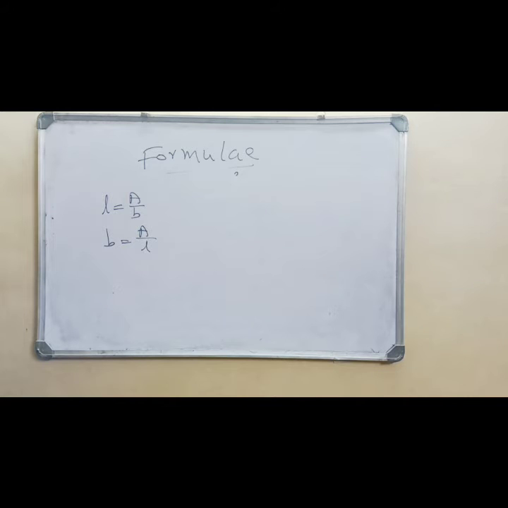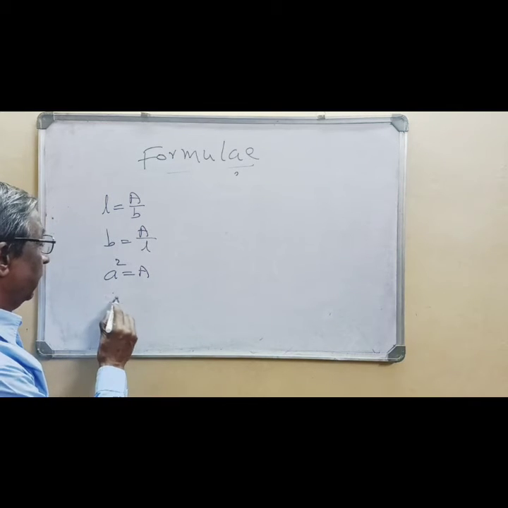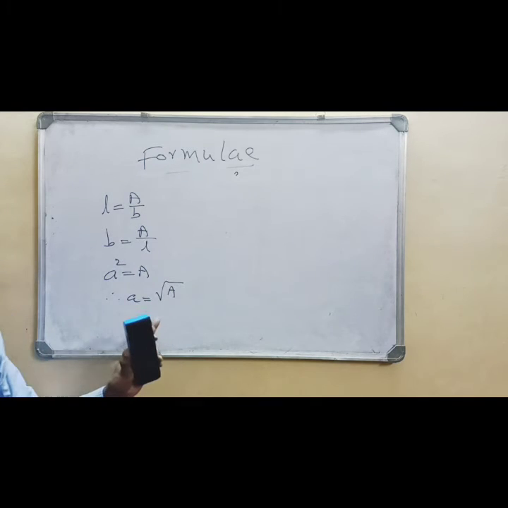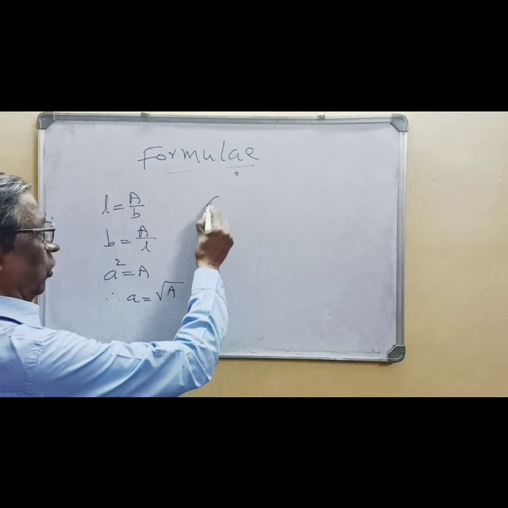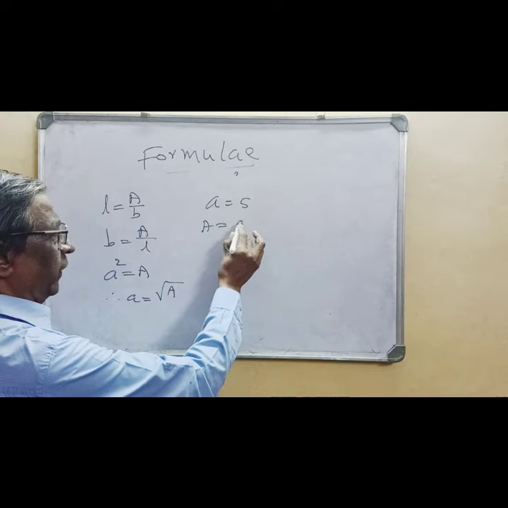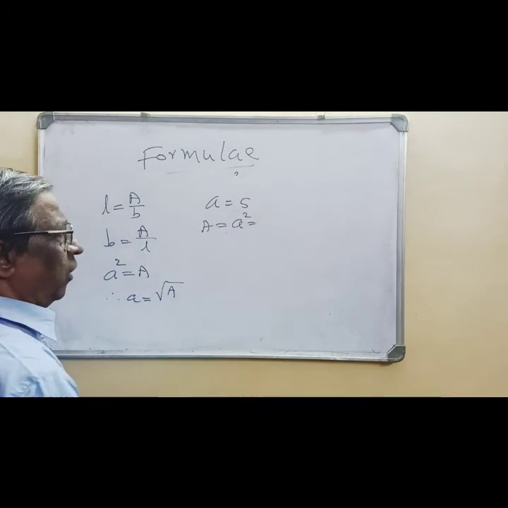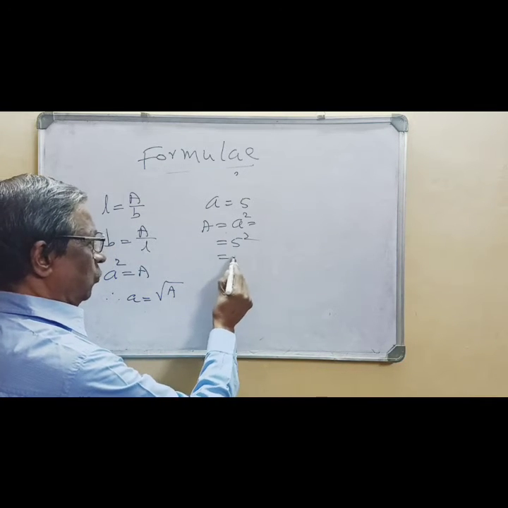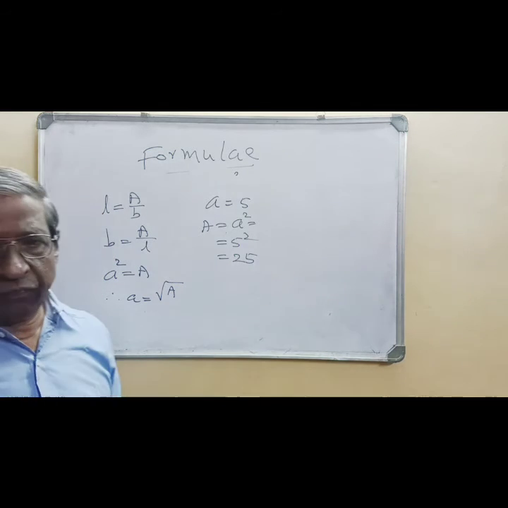In case of a square, A is equal to a square. Now a is the square root of A. We write the square root sign. This is called the radical sign or square root sign. Suppose in a square, if a is equal to 5, area is how much? a into a, a square, or 5 squared. This is 25. Very simple.